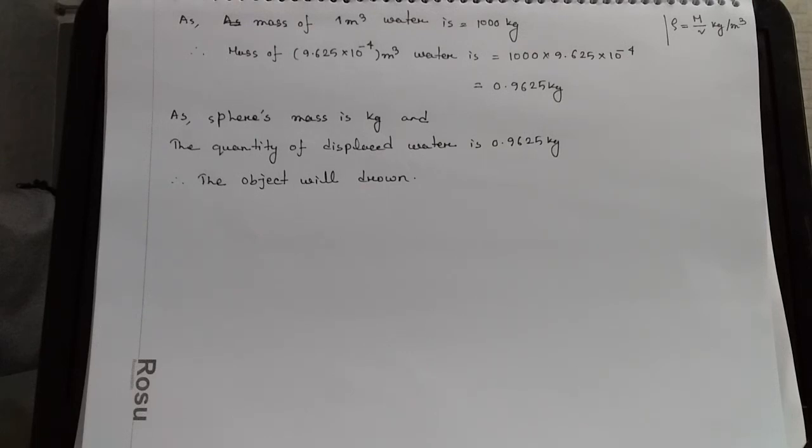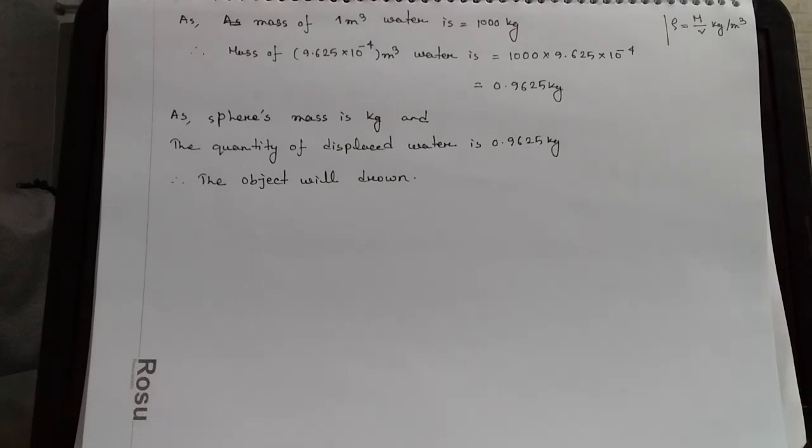Then for the mass of water of volume 9.625 into 10 inverse 4 meter cube, as the mass of 1 meter cube water is 1000 kg, what is the mass of that amount of water? That will be 1000 into 9.625 into 10 inverse 4 kg. So finally we get the mass of total water is 0.9625 kg, and this is the amount of water displaced by that object.